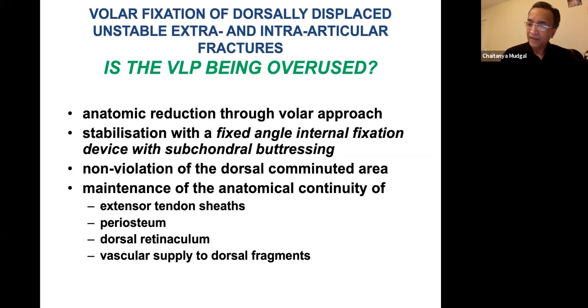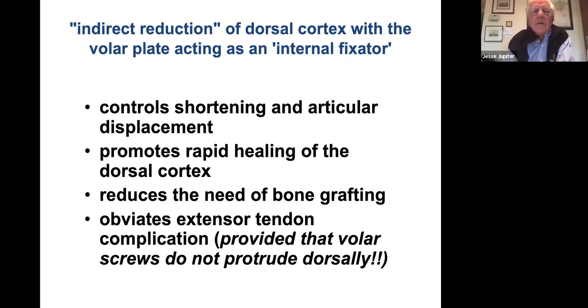So the next question I had posed to Dr. J was, is the monoblock volar locking plate being overused? Should future generations be well versed in closed pinning as well? Well, why is it so good, the volar plate? It's so good for most cases because it's based upon the concept of angular stable fixation.